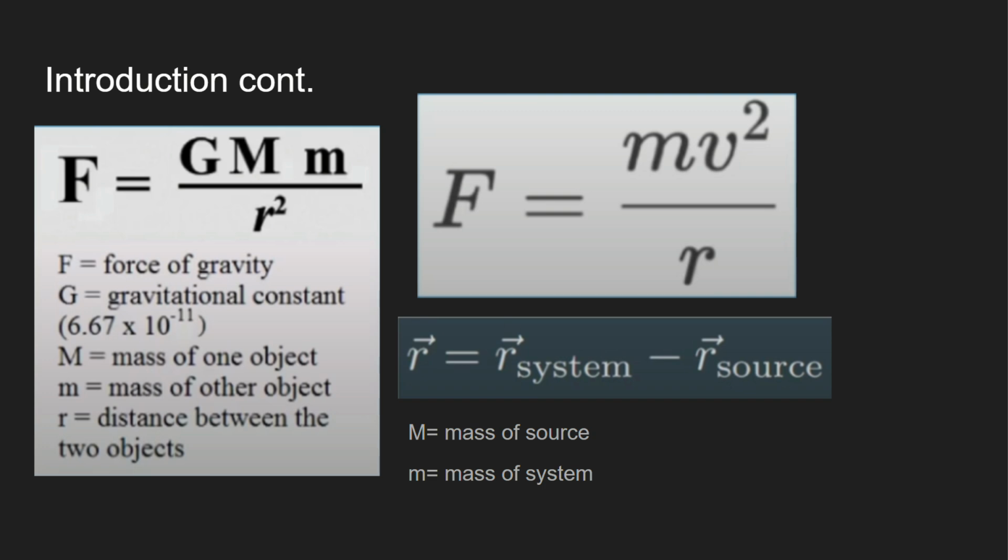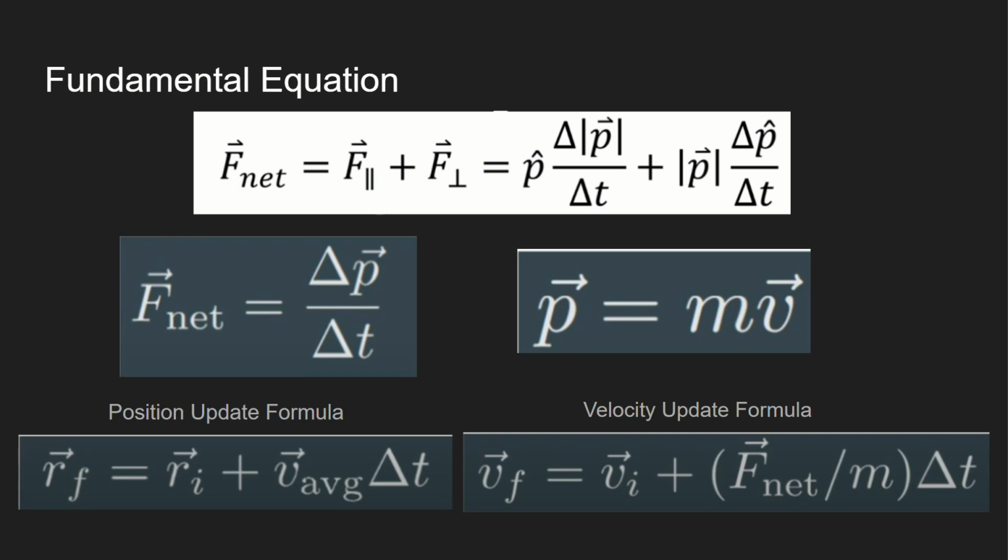So this is the force formula, which is F equals G times big M times little m over r squared. And I also use F equals mv squared over r, which is for F net perpendicular. And I also use that r equals r system minus r source. And then here are some fundamental equations. So F net equals F parallel plus F perpendicular.